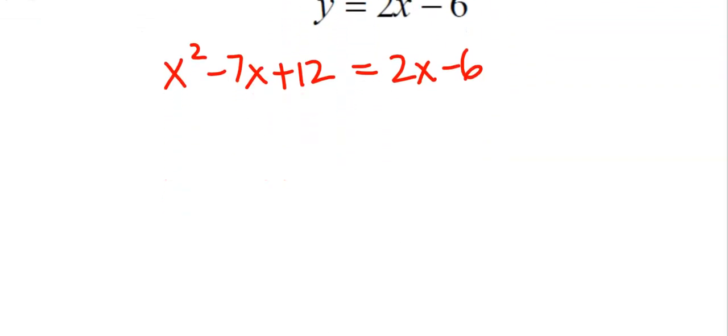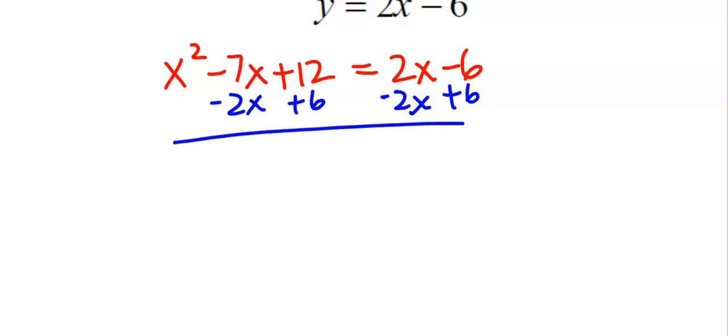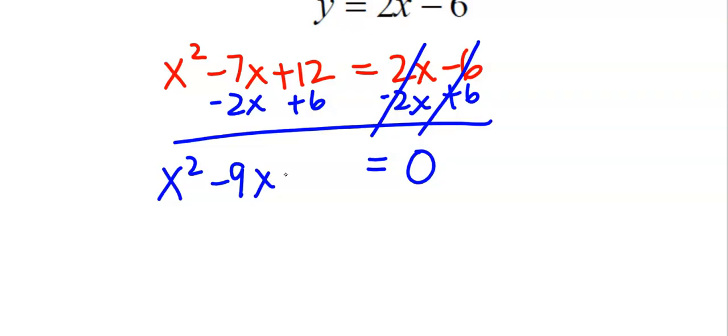In this case, since we have an x squared value, we're going to want to get this equation equal to 0. So in this example, I'll subtract 2x from both sides, and I'll add 6. When I do that, I get nothing left on the right-hand side, giving me an equation equal to 0. On the left, I'll get x squared minus 9x plus 18.